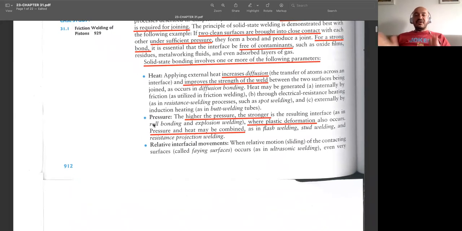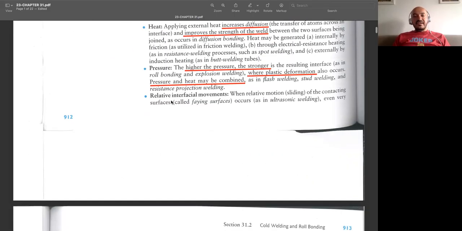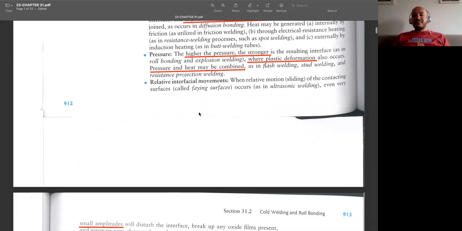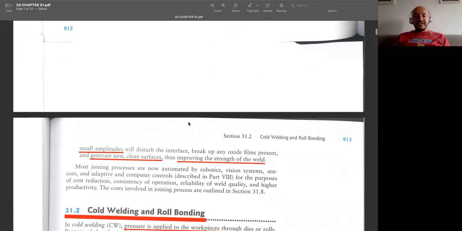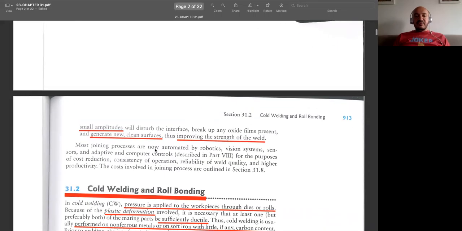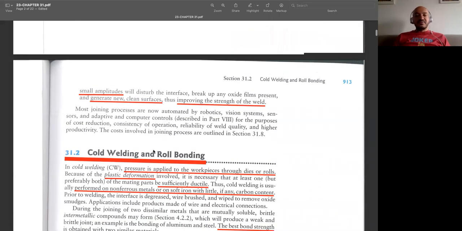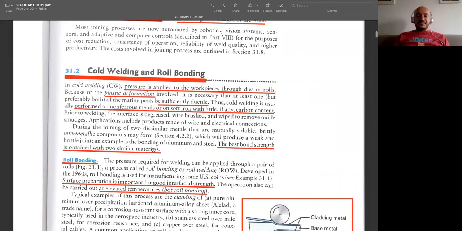Considering the pressure, since the parts are usually in contact with each other, if you increase the pressure, then you have more plastic deformation, and again the strength of the bond will be improved. And lastly, we may have some interfacial movements, which create connections and more plastic deformation, so the parts will be bonded easily. While having interfacial movements, we are also cleaning the surfaces, so the strength of the weld will be improved.